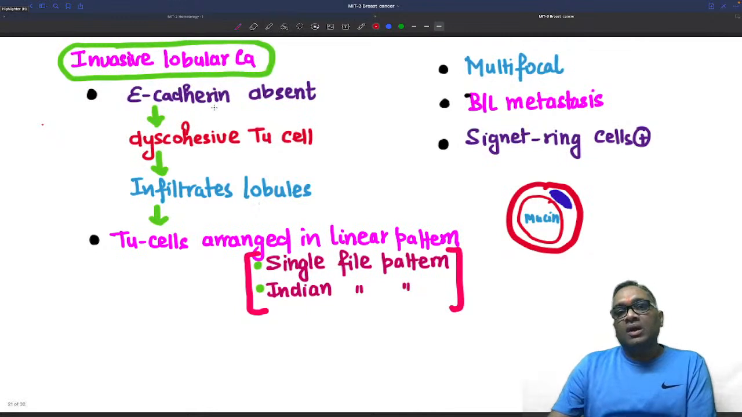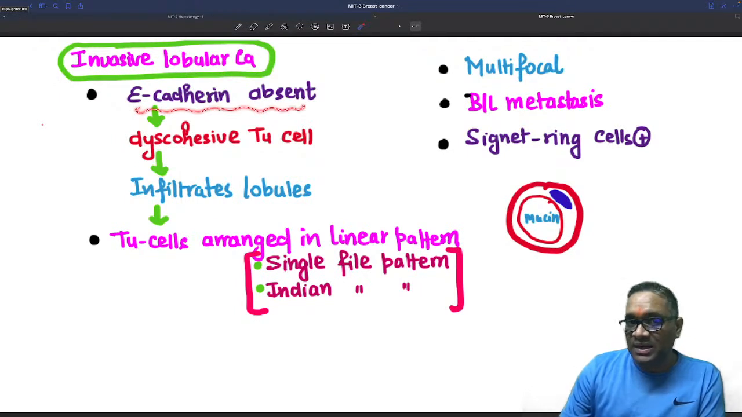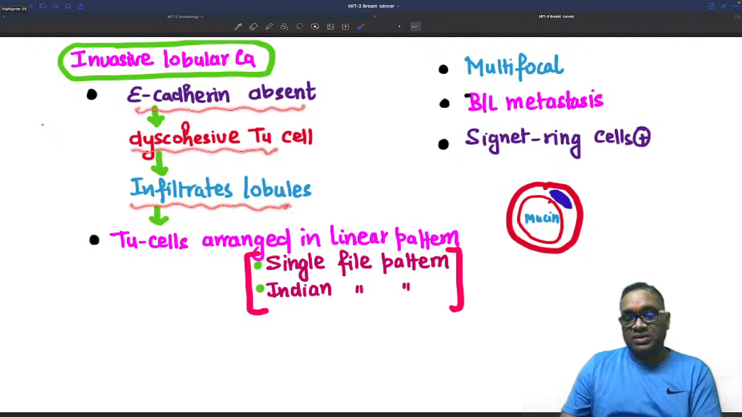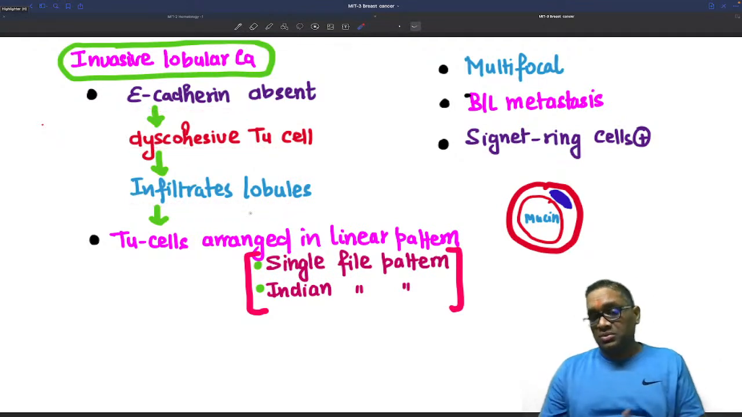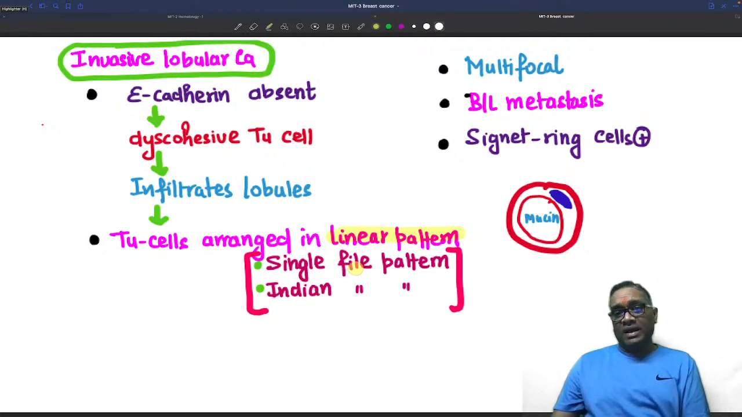So let's have a quick look at invasive lobular carcinoma. E-cadherin is absent, as I said. So discohesive tumor cells will be seen and they will be infiltrating the lobules. And how will be the arrangement of the tumor cells? They are sometimes arranged in a linear pattern, also called single file pattern or Indian file pattern. Please remember this name.